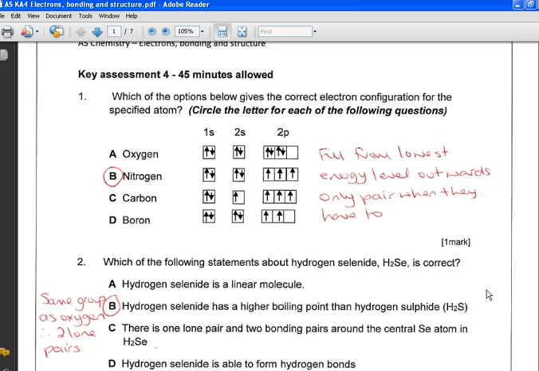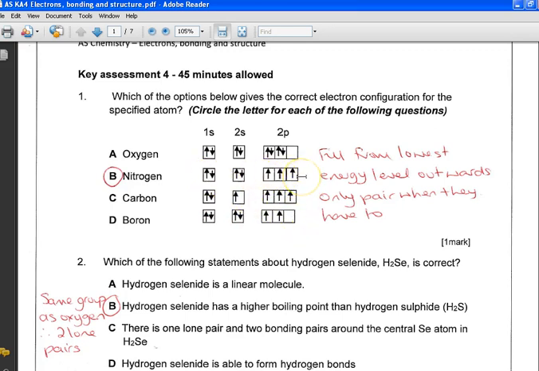So question 1 here, options that give the correct electron configuration. You should know that the electrons fill from the lowest energy level out to the highest energy level, and they only pair up when they have to. You can see straight away that that one is incorrect because you should have an electron in the final box. This one looks okay. This one's definitely not okay because there's no other electron in the 2s subshell. And this one could be okay. So you're looking at those two.